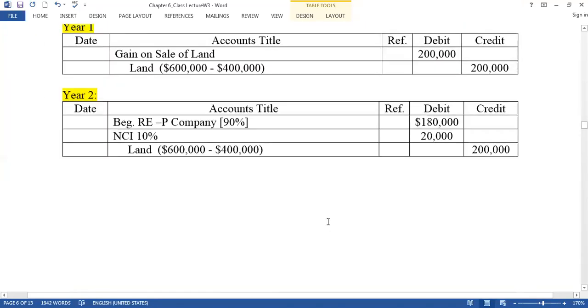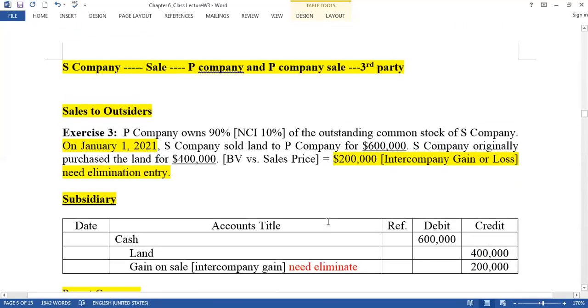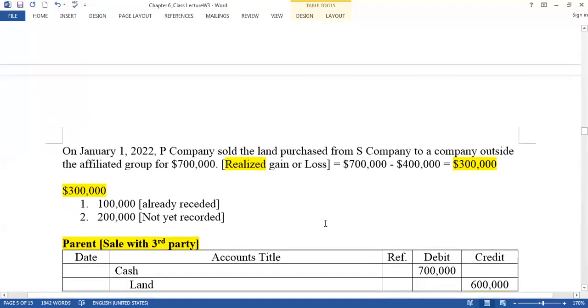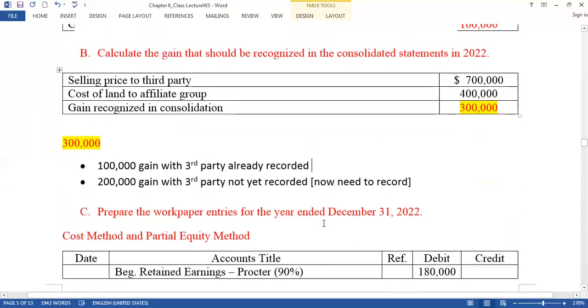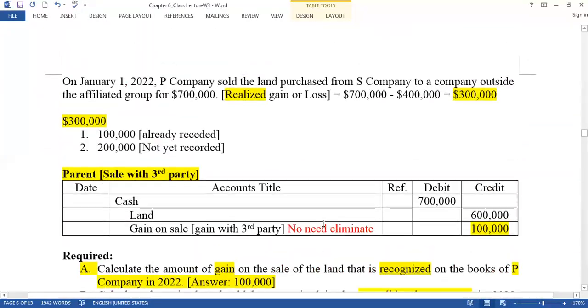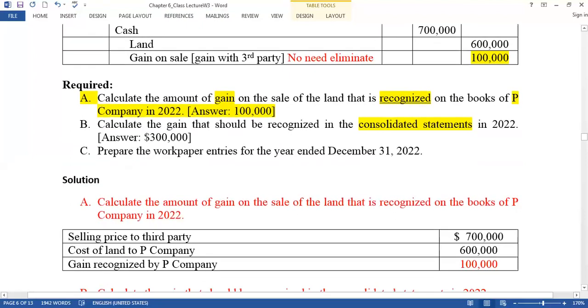But I explained some journal. This is based on question one. Now look at the requirement C. After calculating the gain, realized gain for parents and consolidated, prepare work paper entries for the year ended December 31st, 2027.